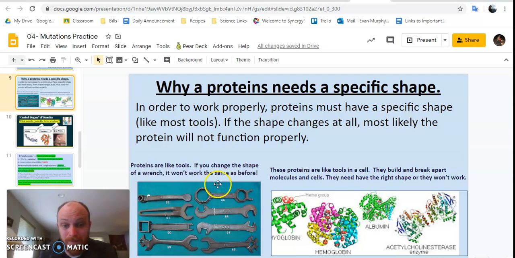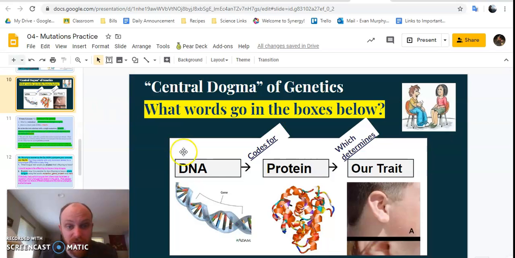The same thing for a protein. If you have a mutation where your gene is different, so your protein is different, it can't do its job the same. Maybe it actually does its job better. That's rare. Sometimes it doesn't do its job at all, and that's a problem. And so that's why you would get different traits. So that brings us to this right here, where the DNA codes for the proteins in our body, and our proteins determine what traits we have.